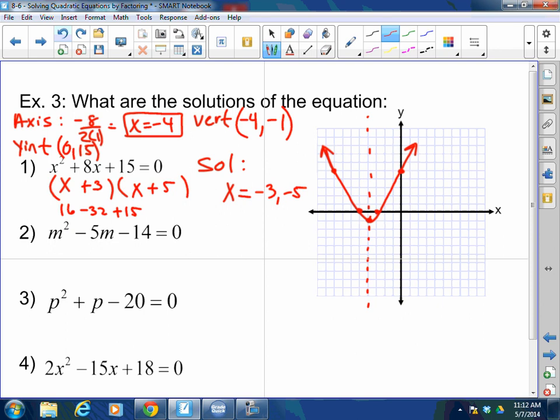You mean the average? Yes, but instead of doing the average of the x-intercepts, just find the axis. Does that make sense, people?